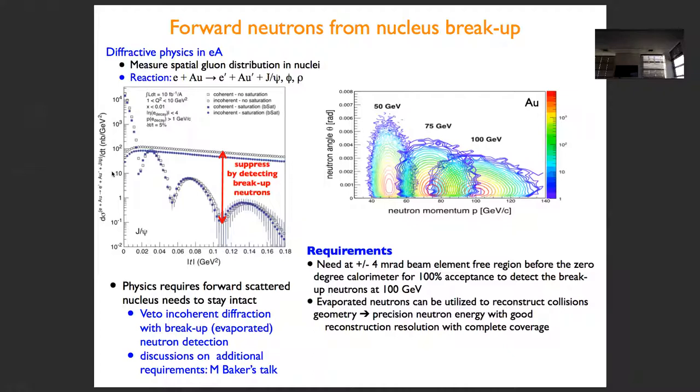Incoherent and coherent. So you have a small contamination from, say, incoherent, so the tagging of coherent at this t is screwed up. So you want to have 100% acceptance. And from the calculation, we have something like plus minus 4 milliradian at 100 GeV. So if you go lower, you have to sacrifice.